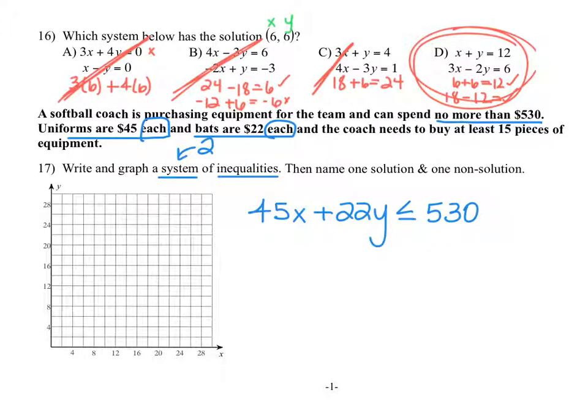And then we need to go ahead and define what these variables are. So we said X, $45 each, that was for uniforms. And then Y is for bats.